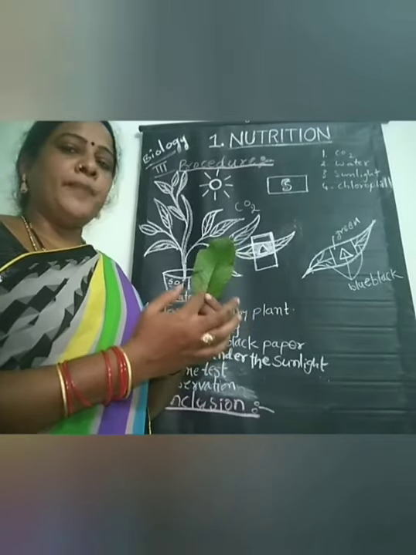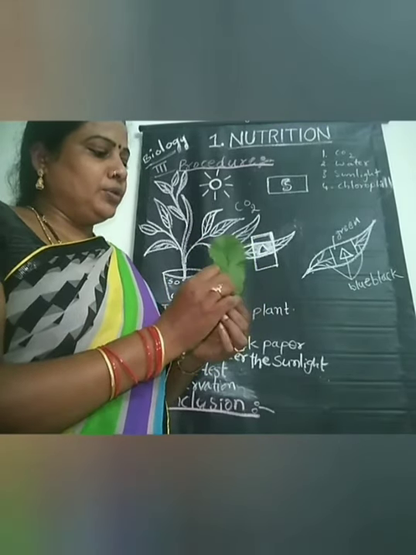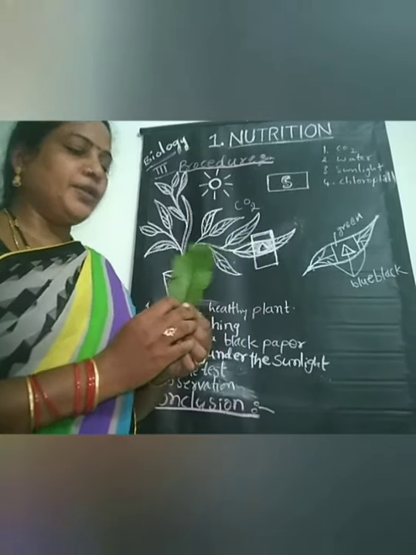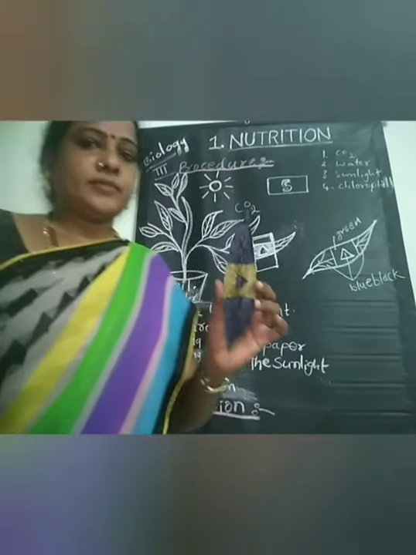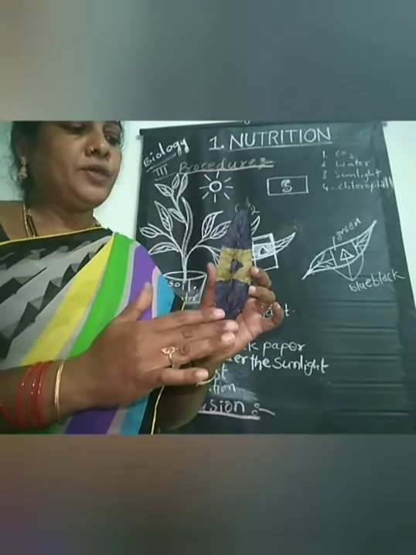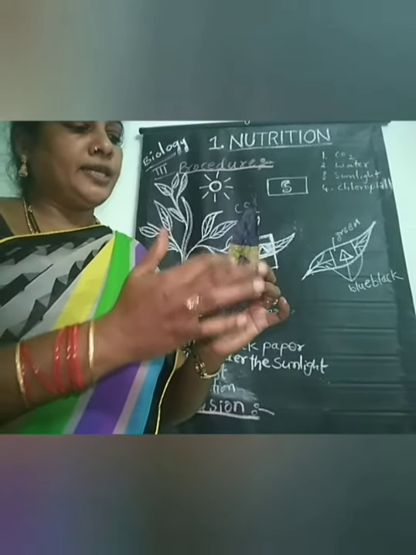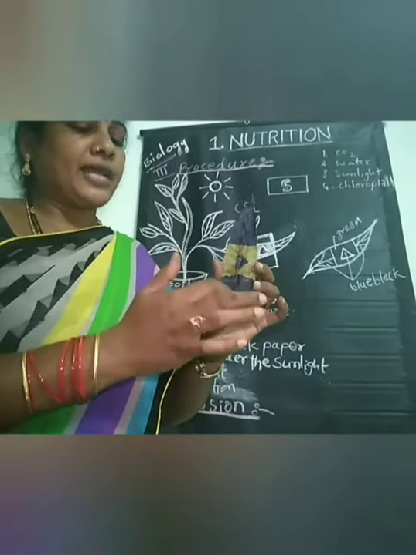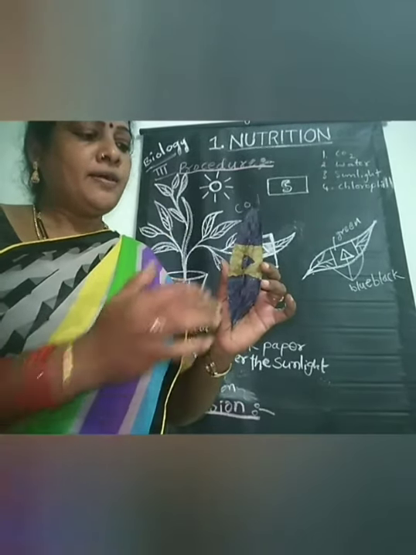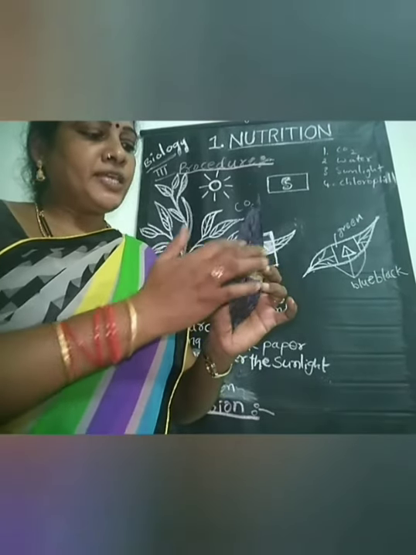Then apply a few drops of iodine solution throughout the surface of the leaf. Then we have to observe. See, children, after applying the iodine solution over the leaf, you will get two colors here: white in color here and bluish black here. What is the reason? Bluish black color denotes the presence of starch. This whitish color denotes absence of starch.